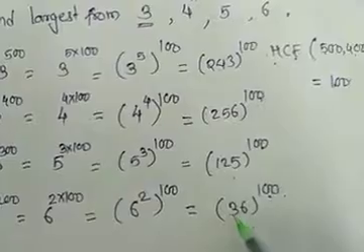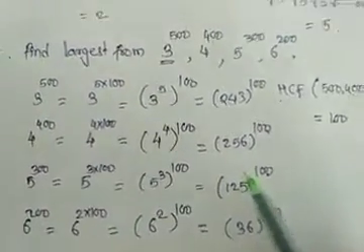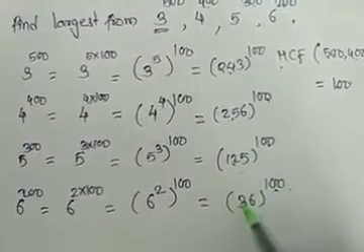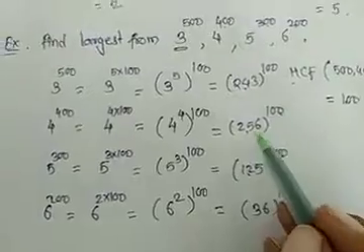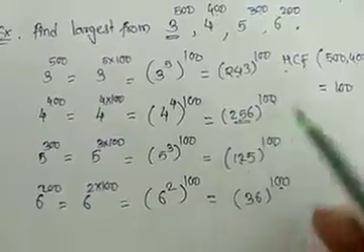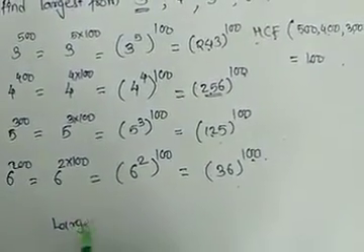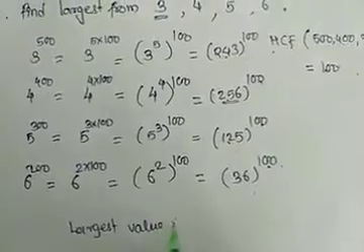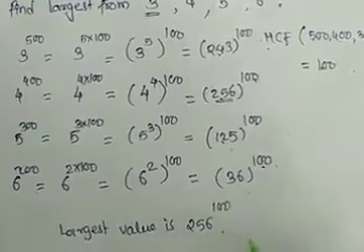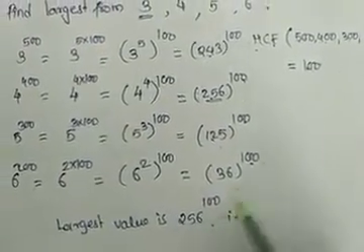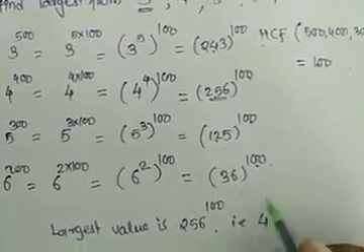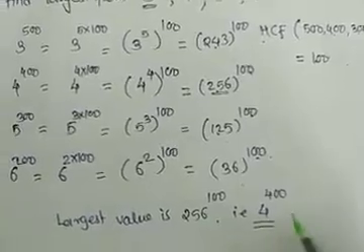Now we decide from the base which is the largest number. Here the base values are 243, 256, 125 and 36. From these, 256 is the largest base. So the largest value will be 256 raised to 100, which is the value of 4 raised to 400, which is our answer.